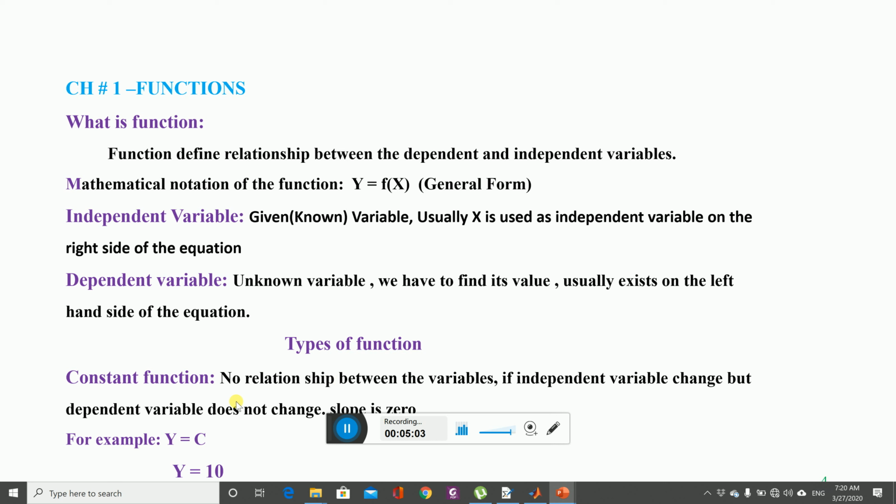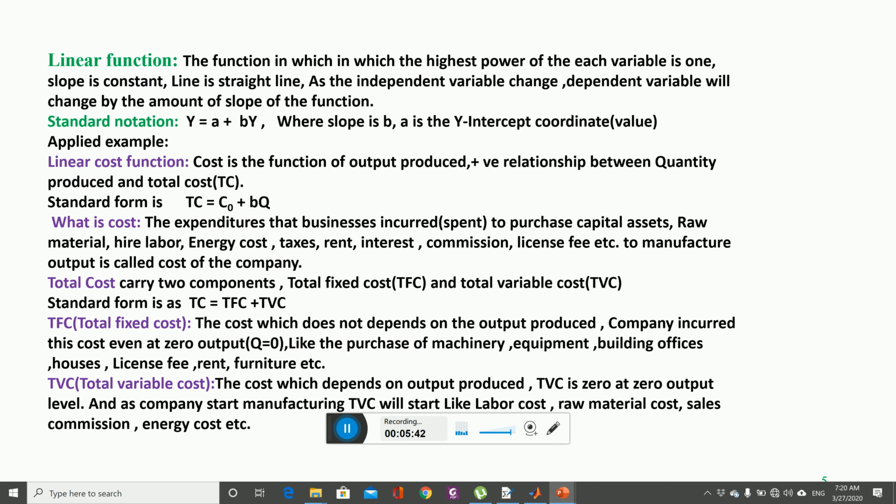The slope of this function will remain 0. We put one example, y is equal to c, where c is any constant. And in the specific function y is equal to 10, we assign the value 10 to c. So simply, a constant function is that function in which there is no relationship between the dependent and independent variables. If we increase or decrease the independent variable along the x-axis, y, the dependent variable, will remain the same, does not change.